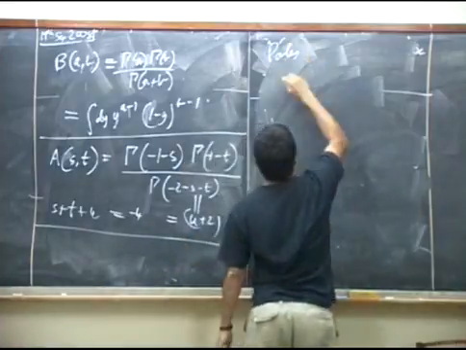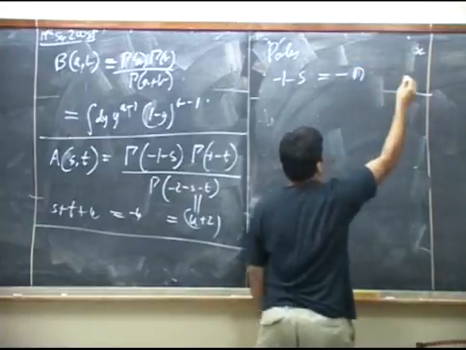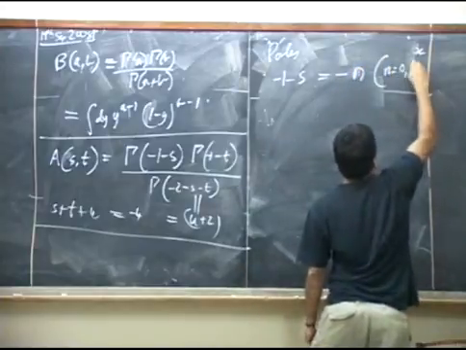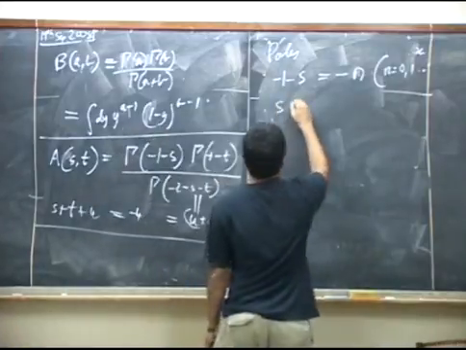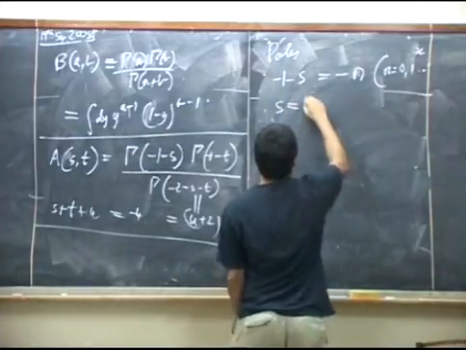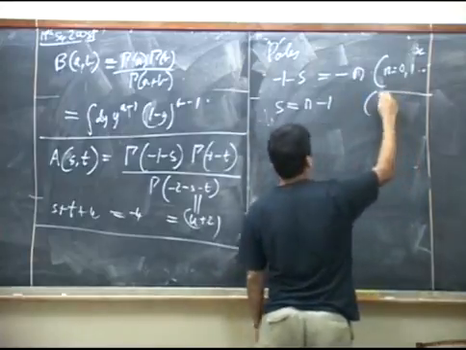We get poles when minus 1 minus s is equal to negative n, n equal to 0, 1, and so on, which means that s is equal to n minus 1 for non-negative n.